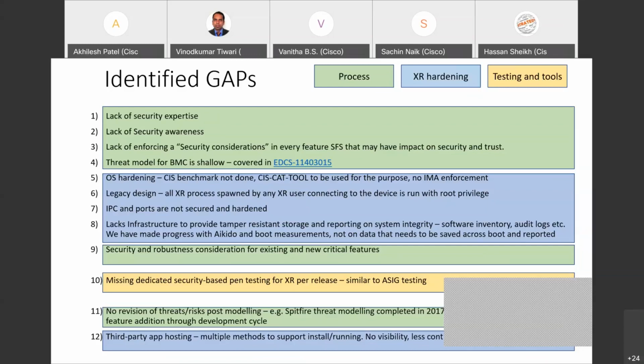And the threat model for BMC was shallow. This is currently so too. And there are discussions to deprecate BMC in the Spitfire platform. BMC is applicable only to Spitfire today.